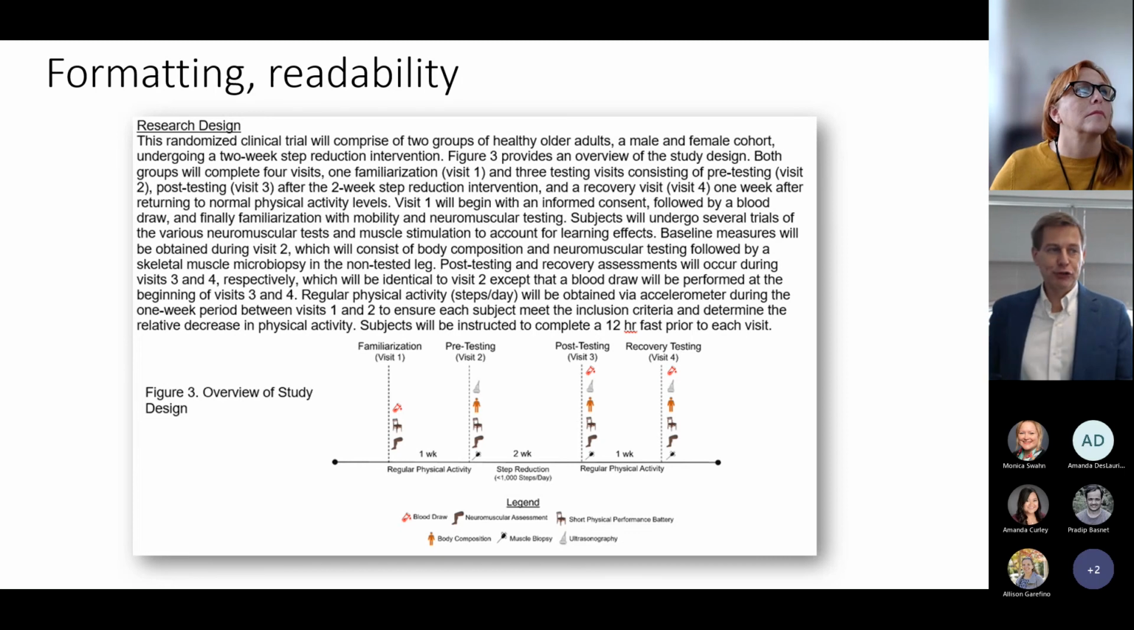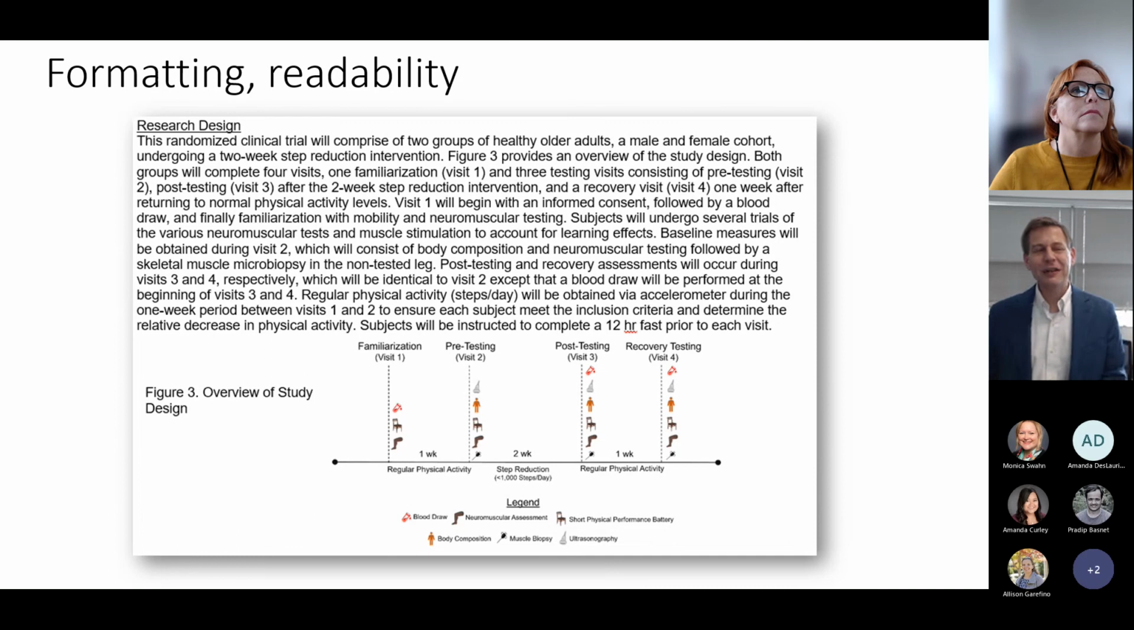I think pictures are really, really important. And when I'm reviewing manuscripts and grant proposals, I just naturally find myself looking at the pictures first. It's like a children's book almost. And I love this picture, but the font is really tiny. So my first feedback I gave was about readability and formatting.